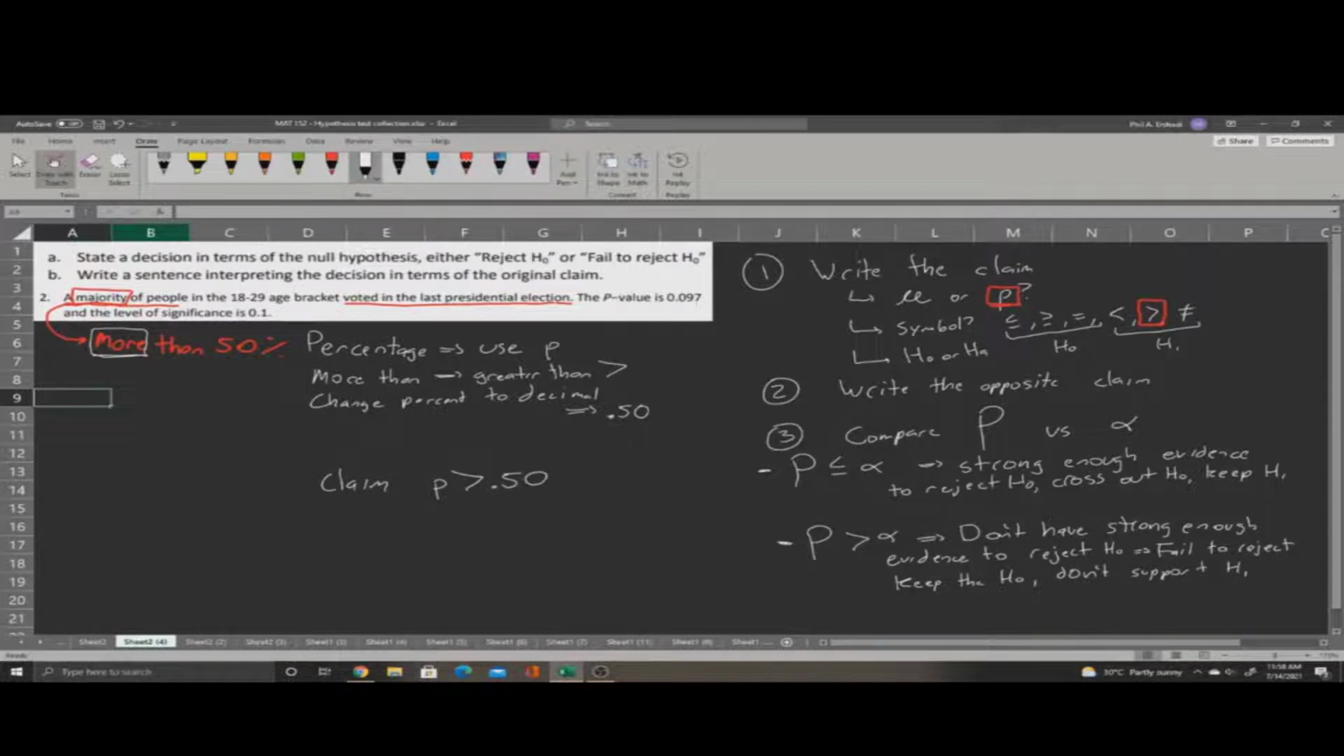Now, notice that greater than fell in the alternate hypothesis zone. It is H1, so we'll write an H1 next to that also. That takes care of the first step. Now, the second step is to write the opposite. We still use the letter P, but now instead of greater than, we say less than 50% or 0.50.